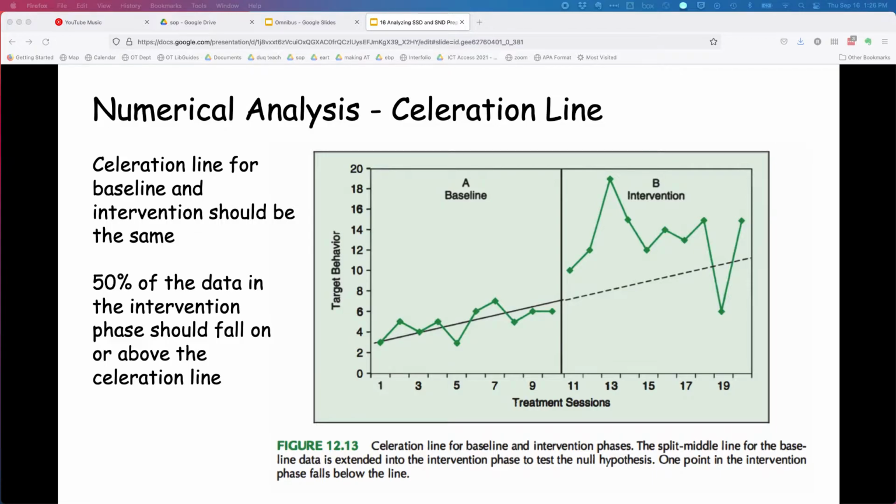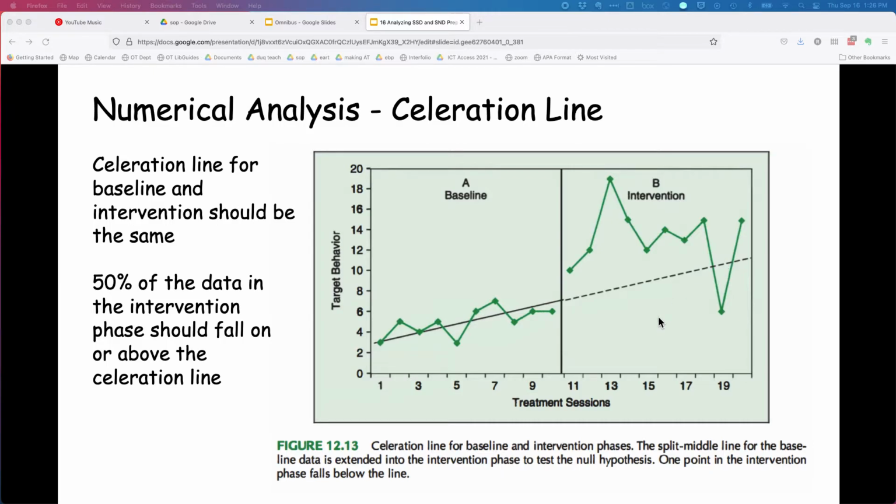The most common approach to analyzing single subject design numerically, I think, is something called the deceleration line. And what you're doing is identifying a line that splits the data from one phase in two. Half of the data is going to be above the line and half the data is going to be below. And then you're going to extend that line into the next phase.